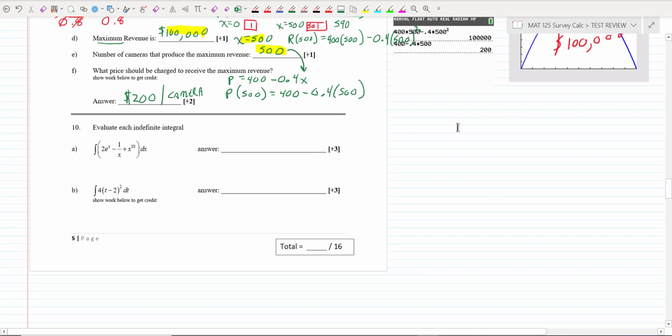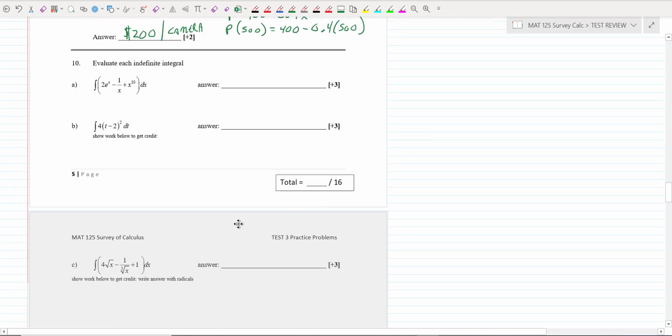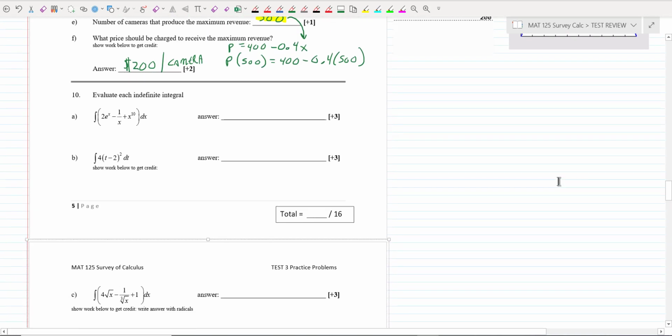All right, now we're going to move to indefinite integrals. So we learned a lot about indefinite integrals. So we're going to go ahead and work on this concept a little bit.